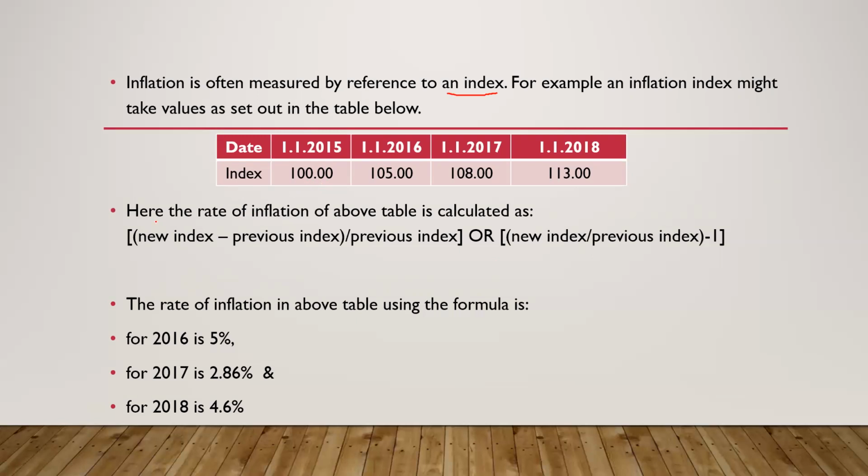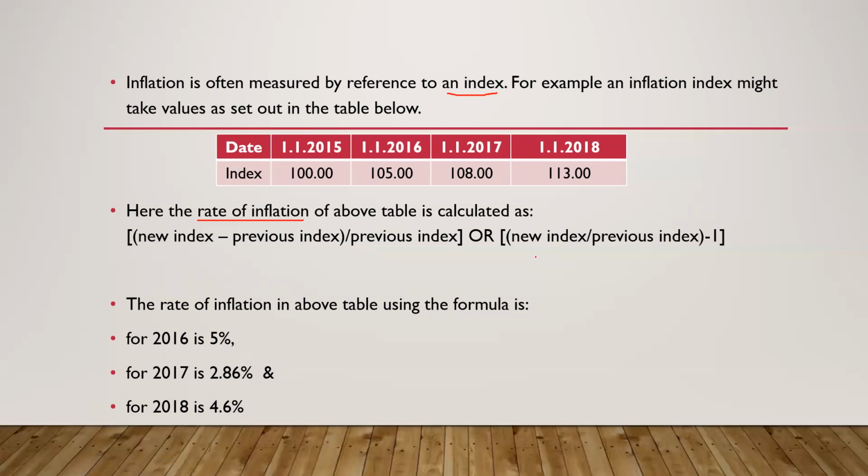So how would you find the rate at which inflation is changing, whether it's increasing or decreasing? The rate of inflation for the above table is calculated using the formula: new index minus the previous index, divided by the previous index. Just like you calculate population change, where the new population minus the previous population upon the previous population tells you the rate of increase or decrease in the population of a particular nation. The same thing applies here also. You calculate the rate of inflation the same way.